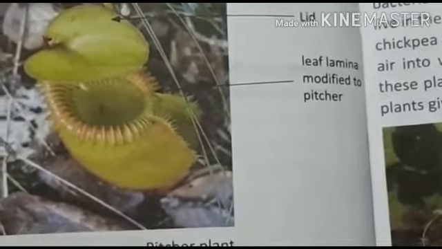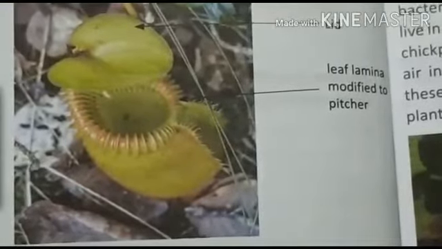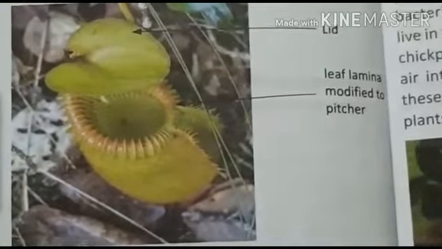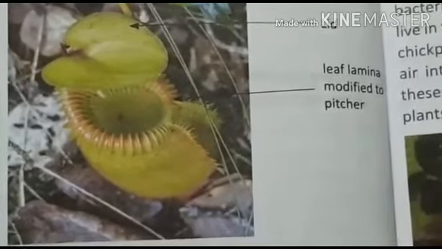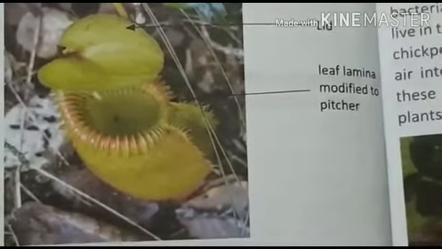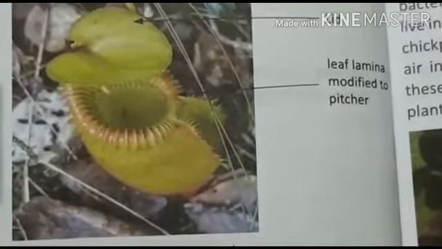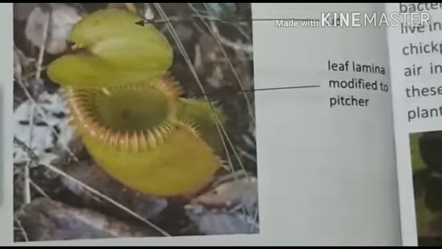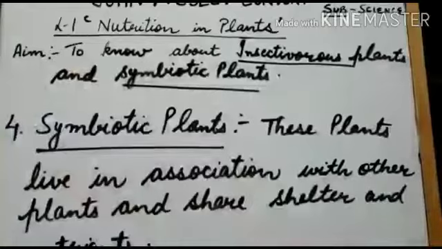You can see here the leaf lamina modified into the pitcher, and it even has hair-like structures, and the insect gets trapped in these hairs. The digestive juices secreted in the pitcher digest the insect. This way the plant is dependent upon insects to meet its nutritional needs.